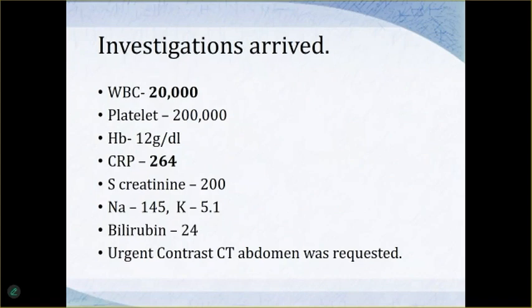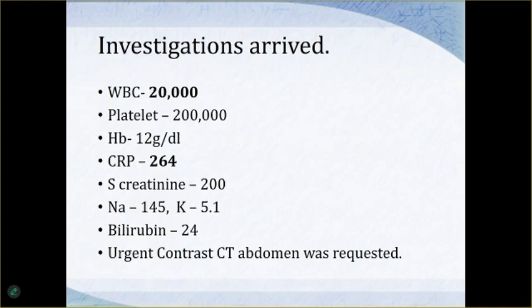So WBC 20,000 and the platelet 200,000, Hb 12, and the CRP now is very high, 264. Look up for that, Mahen, I'm going to call you back again. And the serum creatinine 200, sodium 145 with potassium 5.1, bilirubin 24. And as Kaushika has very correctly called for an urgent contrast CT abdomen, which was requested. So now the reports have come.